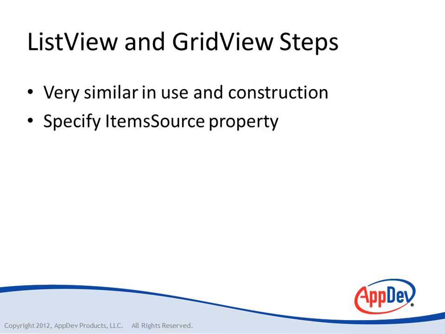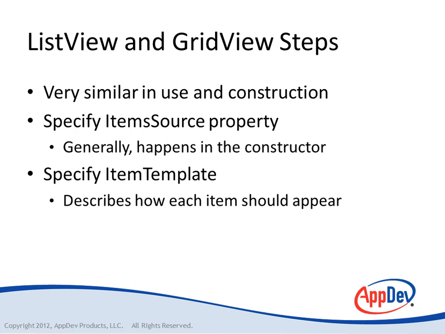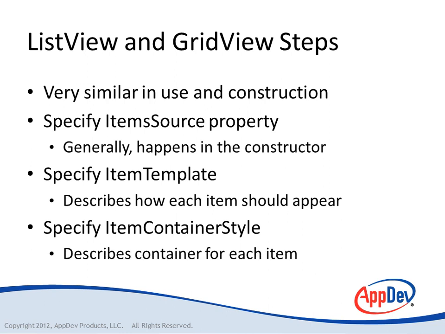In each case, you'll want to specify an item's source property. And generally that happens in the constructor for the class containing your page. This allows you to specify where the data is coming from. You'll need to specify an item template. This describes how each item in the list view or grid view should appear. You'll also want to specify an item container style, which describes the behavior for the container for each item.